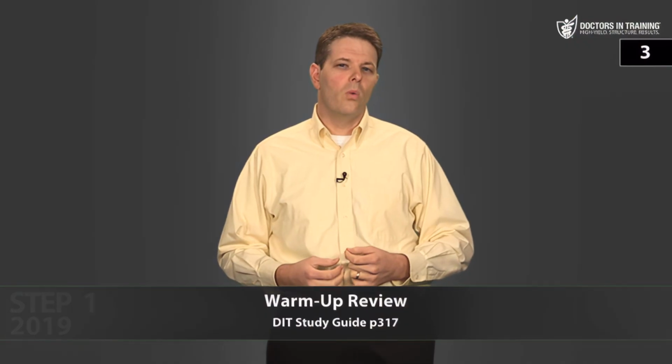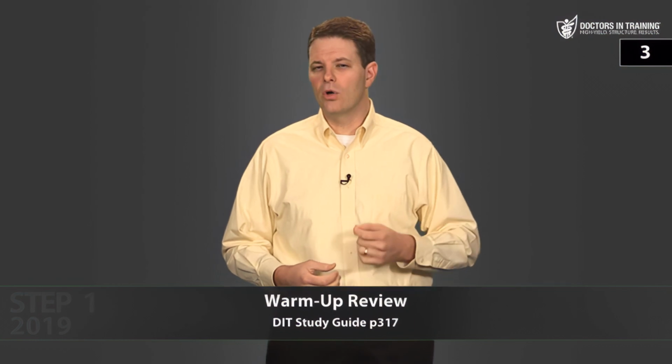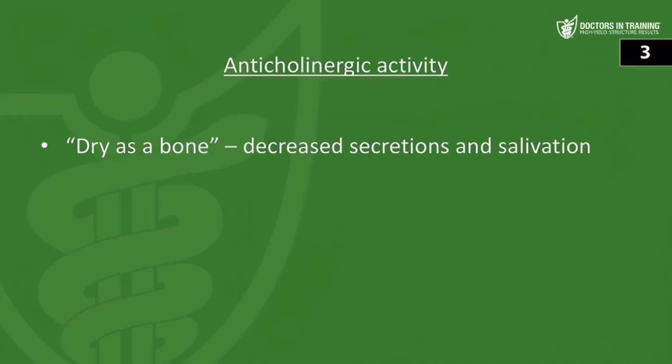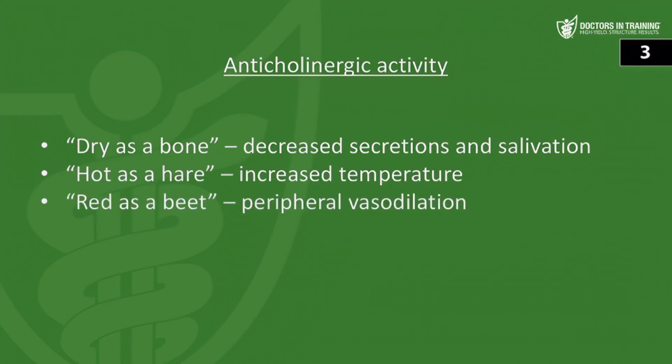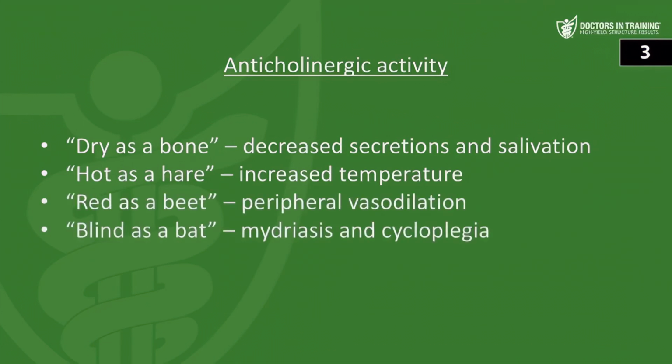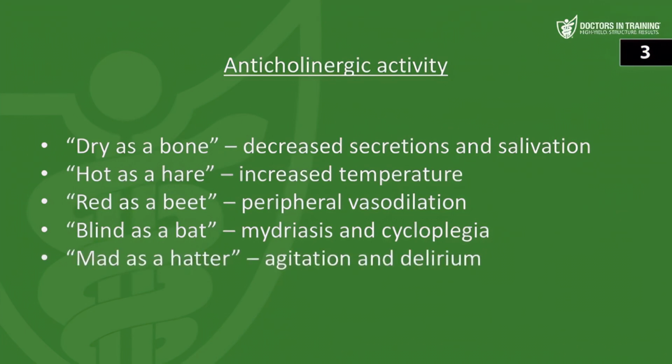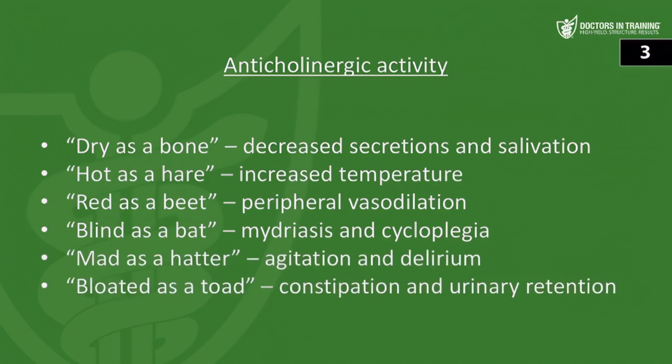And the last one, what are the signs and symptoms of anticholinergic activity? So you're dry as a bone, so you have decreased secretions and decreased salivation. You're hot as a hare, which is increased temperature. Red as a beet is peripheral vasodilation. Blind as a bat is mydriasis and cycloplegia. Mad as a hatter is agitation and delirium. And then bloated as a toad is constipation and urinary retention. Now let's move on to the lecture.